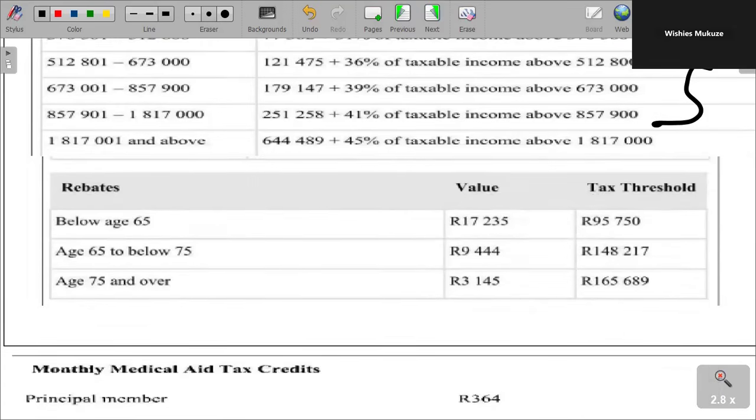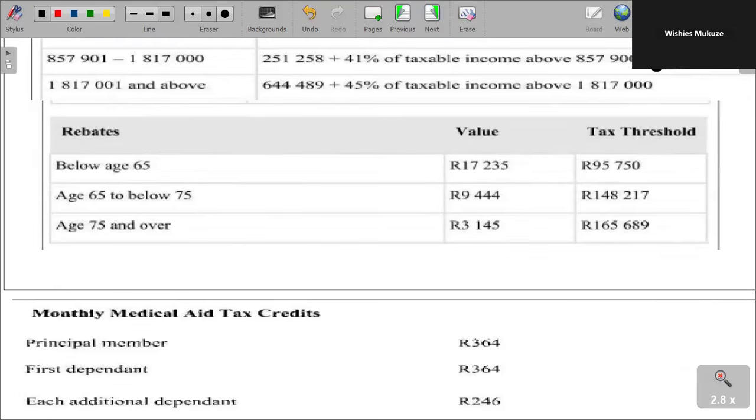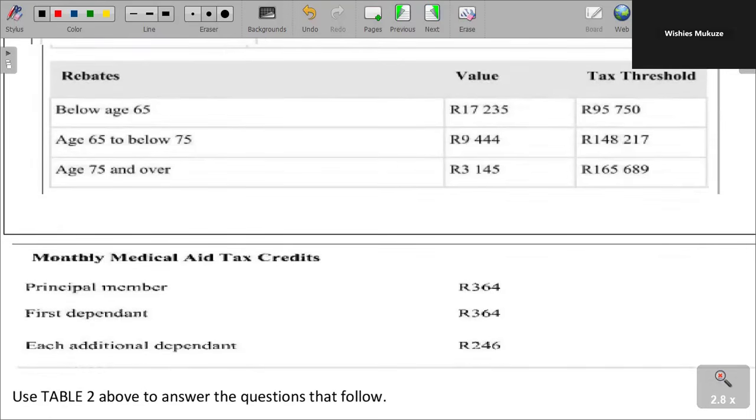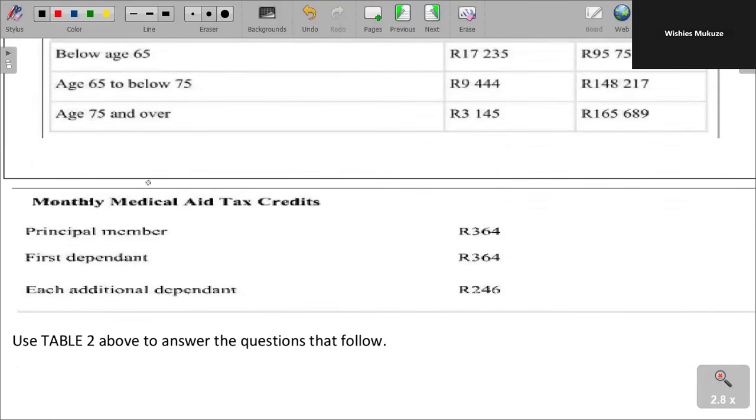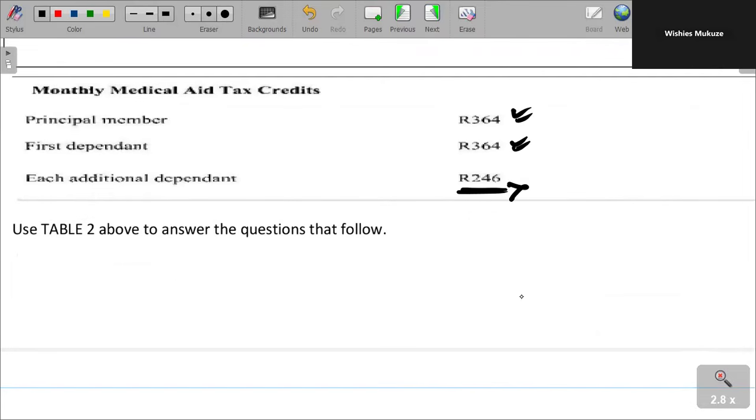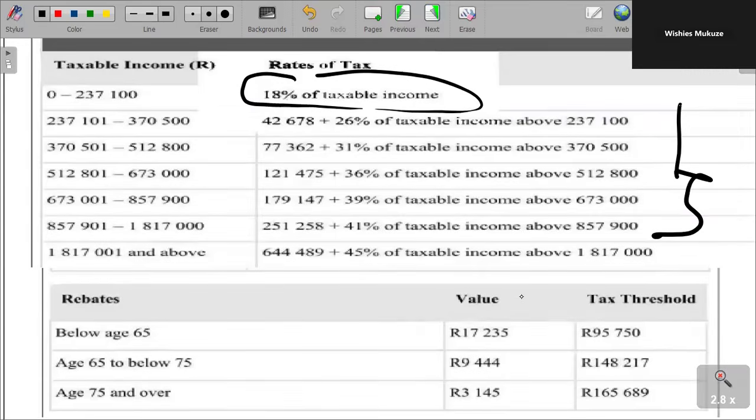And then different age groups and monthly medical aid tax credits. The principal member has this amount, the first dependent has that amount, and each additional dependent contributes 245, 246. The table above we have to use to answer the questions that follow.